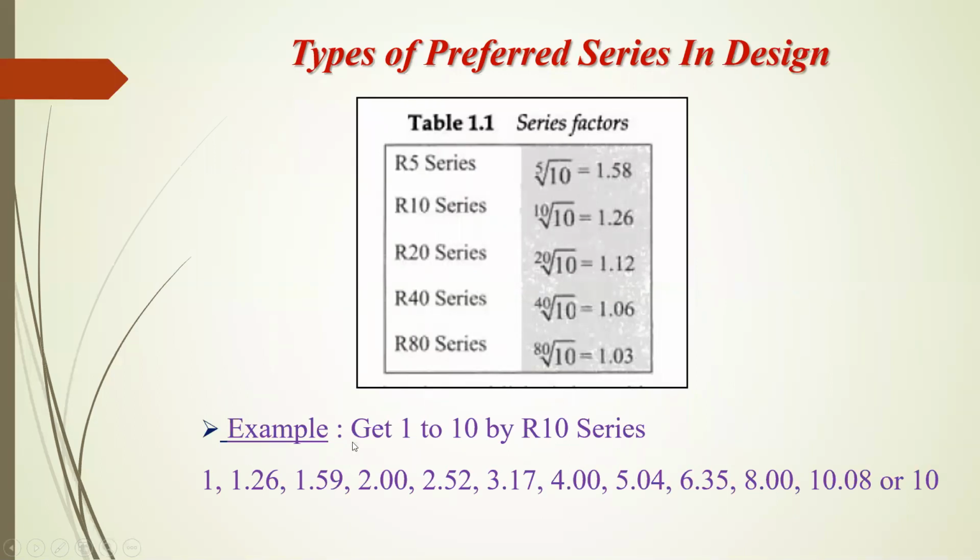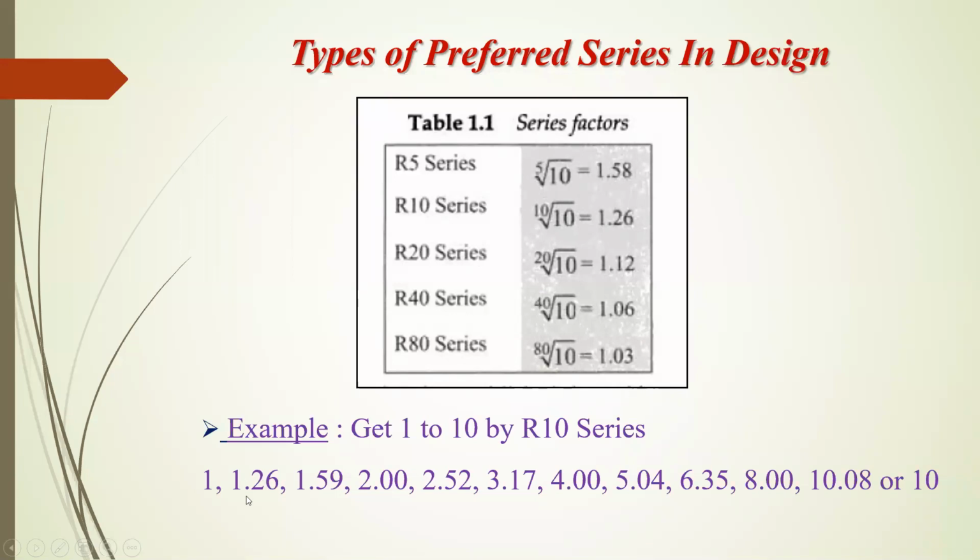Suppose for example we take 1 to 10. Suppose there is an electric motor manufacturing company manufacturing electric motors in the range of 1 kilowatt to 10 kilowatt. So in the range of 1 kilowatt to 10 kilowatt, they have to manufacture 10 different sizes of electric motor. So they will prefer the R10 series. Here it is shown, R10 series. So what does R10 series mean? The R10 series is nothing but a series whose factor is the 10th root of 10, that is 1.26. So we have to multiply numbers by 1.26 to get the successive number of that preferred series.